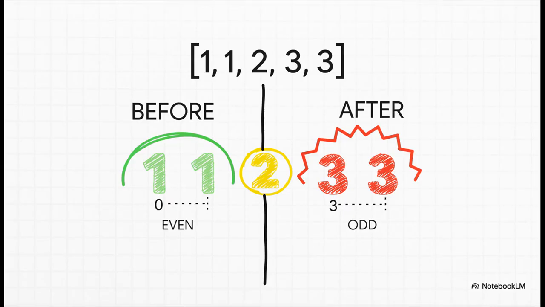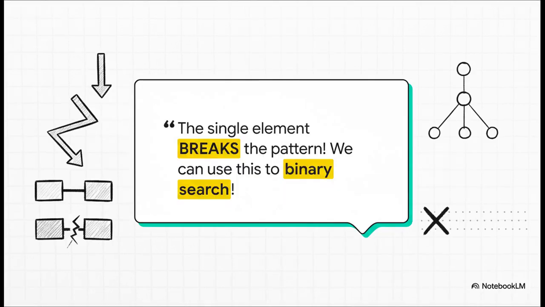But look what happens the second we drop that single element in. It's like a glitch in the matrix, seriously. Everything before our lonely number 2 still follows the rule. The 1s start at index 0, which is even, perfect. But look at everything after it. Suddenly the 3s start at index 3, an odd index, and the 4s start at 5. The whole pattern gets thrown off. And that is the light bulb moment.